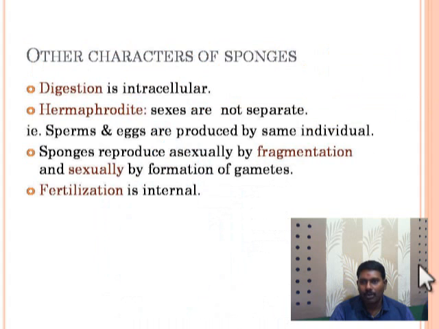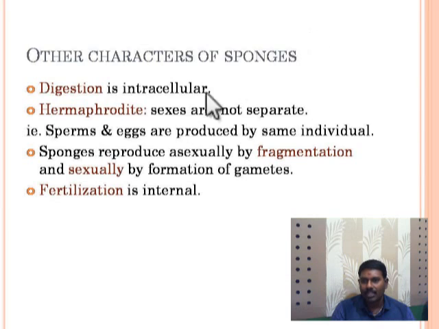Now we will see other characters of sponges. Here the digestion is within the cell, that is intracellular. That is why I am saying that it is the cellular grade of organization. Digestion is within the cell. And nevertheless, the sexes are not separate. Here see, both male and female gametes, that is sperms and eggs, are produced by the same individual, hermaphrodite.